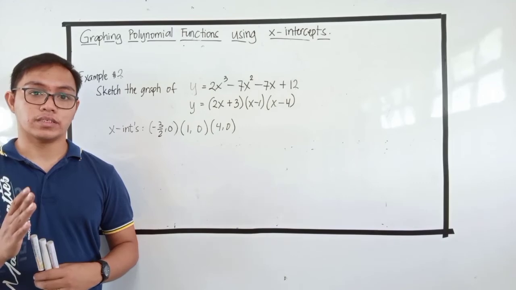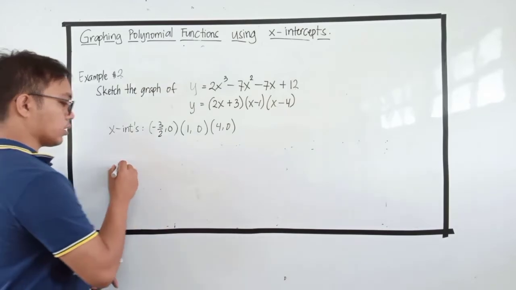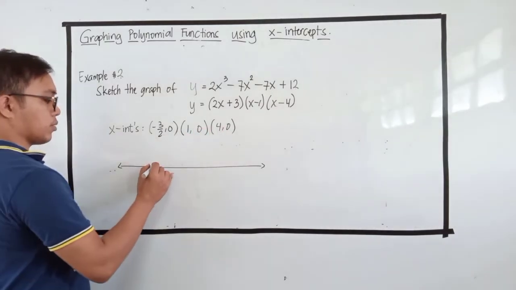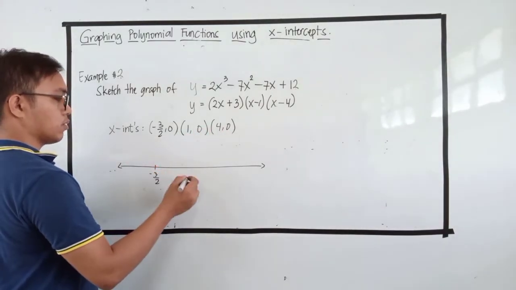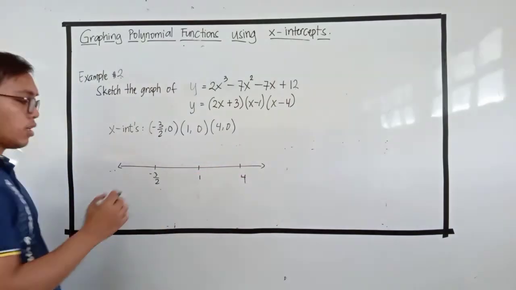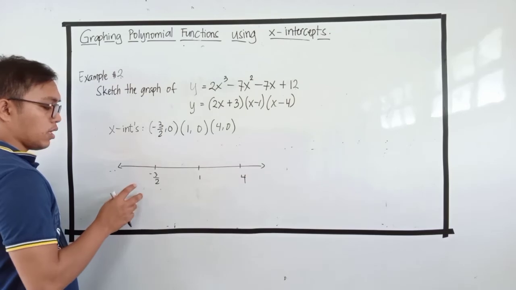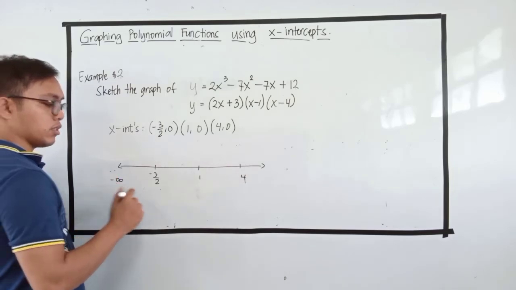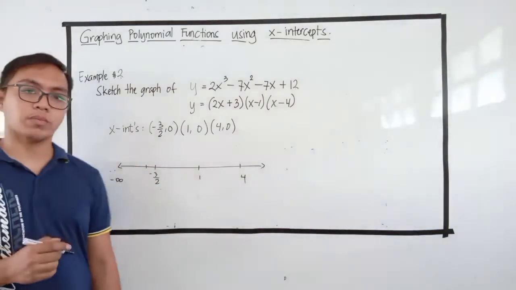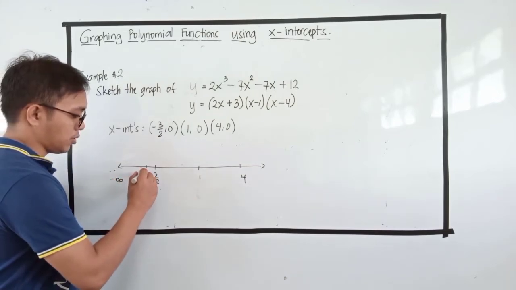We need now to get the trend of the graph on each part of our graph. So again, we write a number line, line them up. So we have negative 3 over 2, we have 1, and we have 4. Then we're going to choose a value in between them. So the value from negative infinity up to negative 3 over 2, negative 3 over 2 is negative 1.5, so we can use negative 2.